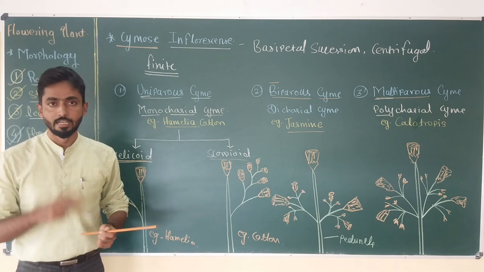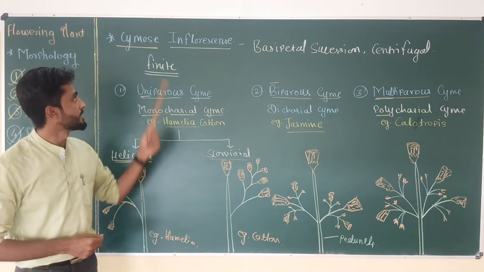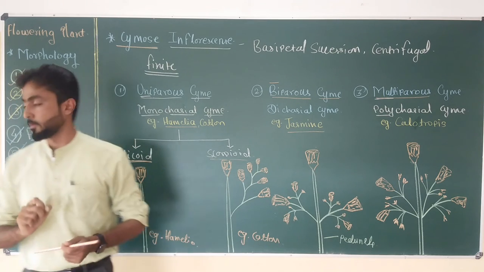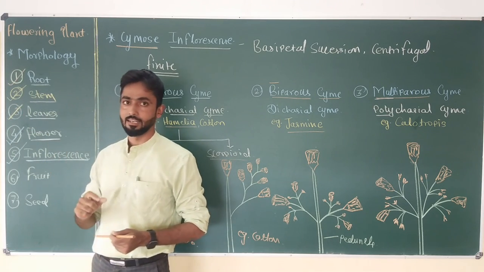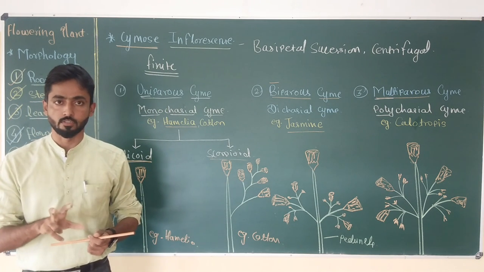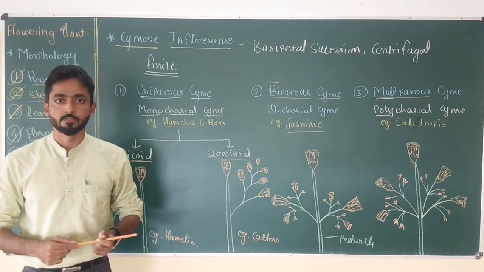So this is all about the second type of inflorescence, that is cymose inflorescence. In this way, we have finished the topic of inflorescence in detail. We have seen the introduction and racemose and cymose inflorescence along with their subtypes. Thank you.